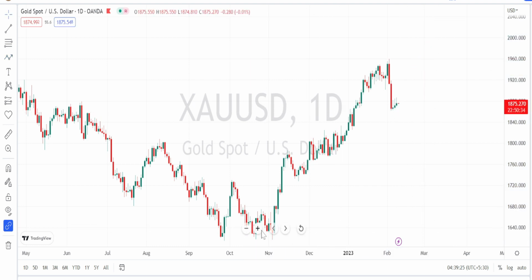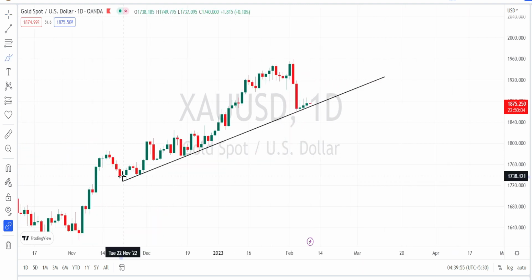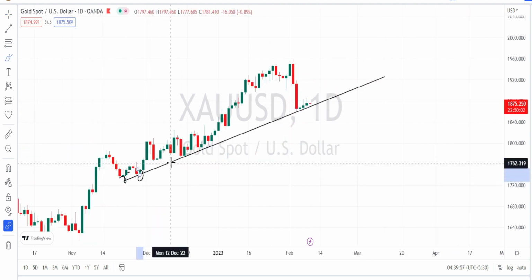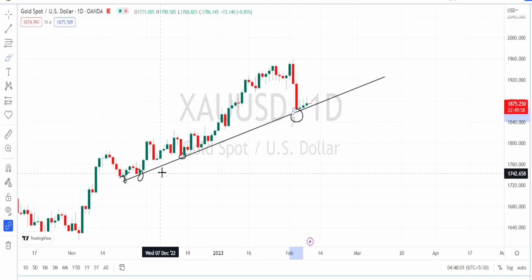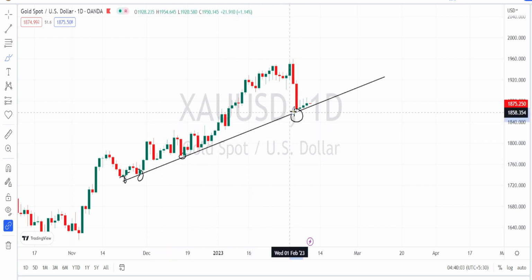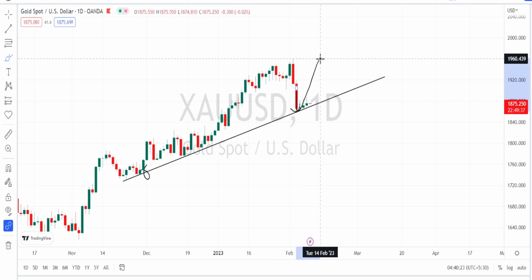So for this, I'm going to draw a trend line. I have connected the lows of the past price action, and when we look at the current price action, it has taken support on the previous trend line or the support line. So according to this trend line, the current price action has not broken this trend line, which means that the current trend is still in a bullish trend.